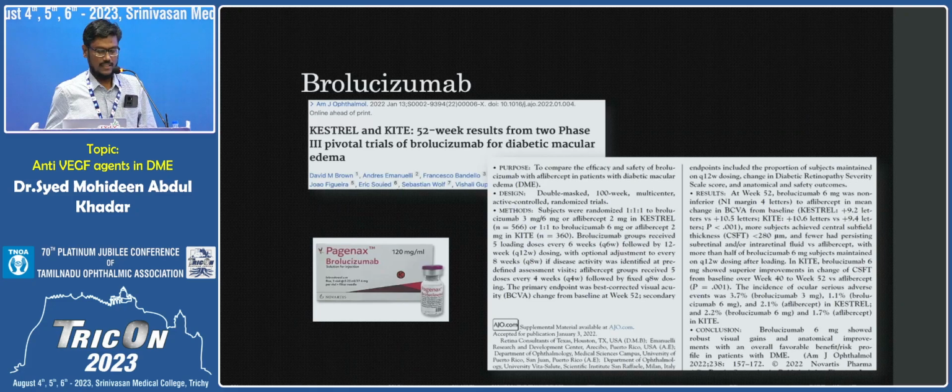The recently published KITE and KESTREL trials have clearly shown that brolucizumab has almost equally good effect with aflibercept, and the duration of the interval of drug injection is very important. It can be given at an interval of 6 weeks, or maximally an interval of about 12 weeks can be adjusted.